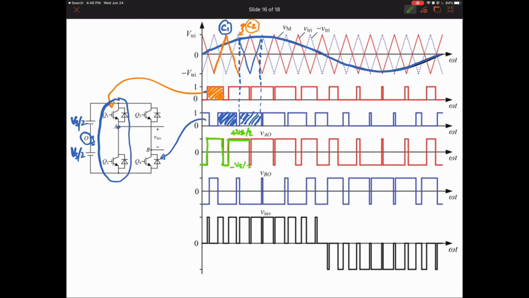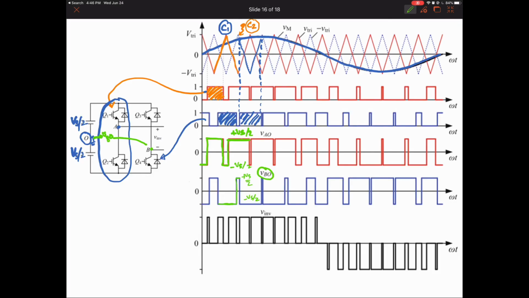Similarly, if you look at the pole voltage VB0, the voltage of this point B with respect to this reference point, so this is VB0, the voltage between these 2 points. So that will be like that. When the switch 3 is on, it is plus Vs by 2, and when switch 4 is on, it is minus Vs by 2. So it will be changing between these two levels, plus Vs by 2 and minus Vs by 2.